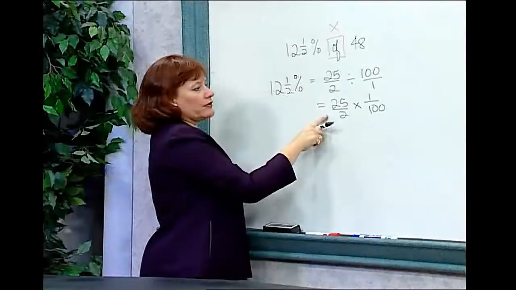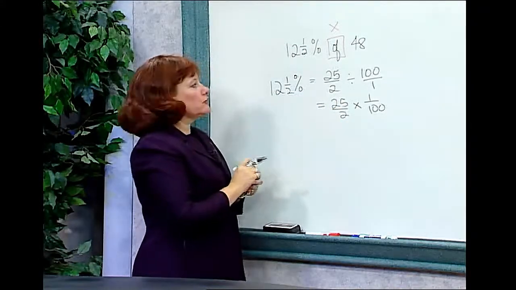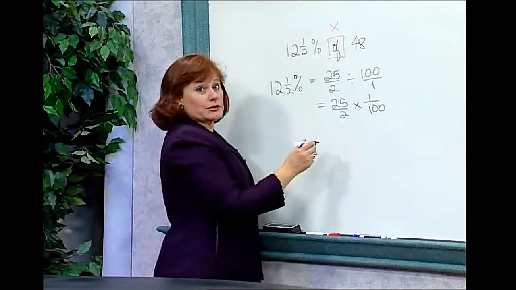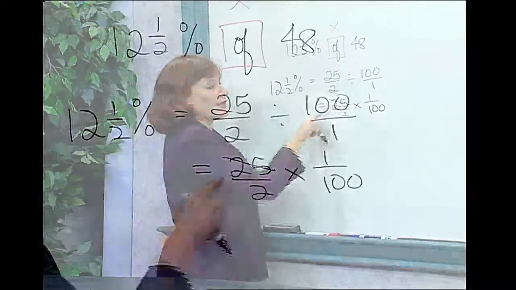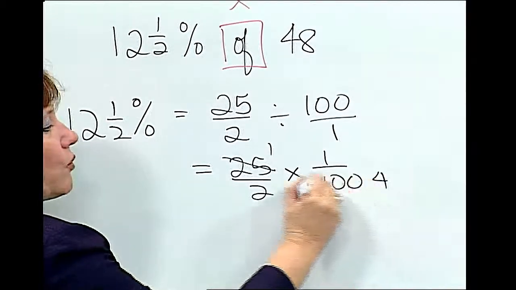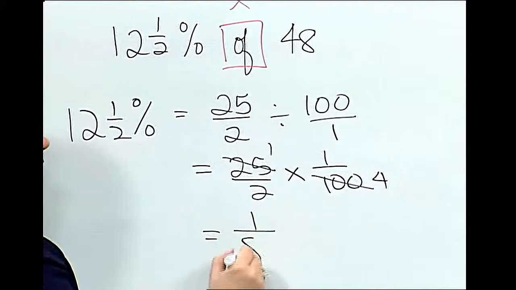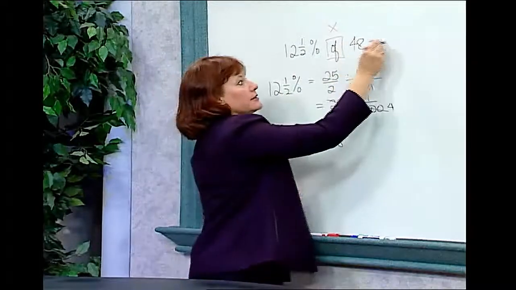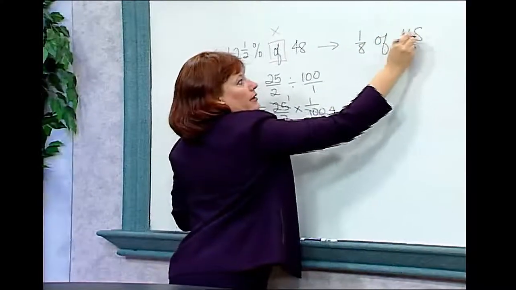That way we have 25 halves times 1 over 100, and this will give us the fractional form of the number 12 and 1/2%. There's some reducing to be done. Both of these numbers can be divided by 25. If I divide this by 25, I get 1. If I divide 100 by 25, I get 4. When I do the multiplication, I have 1 over 8. So this problem could be rewritten as 1/8 of 48.